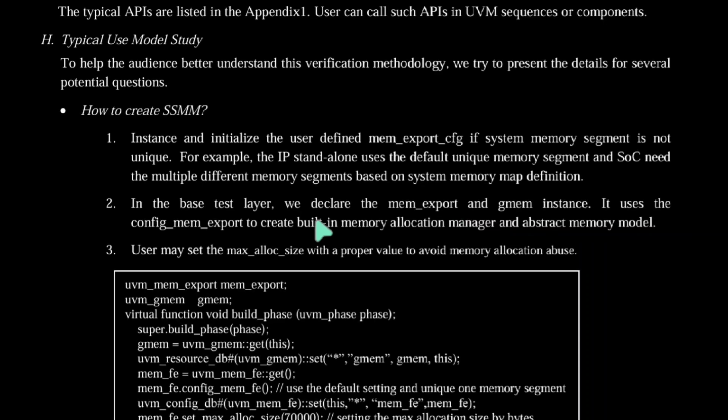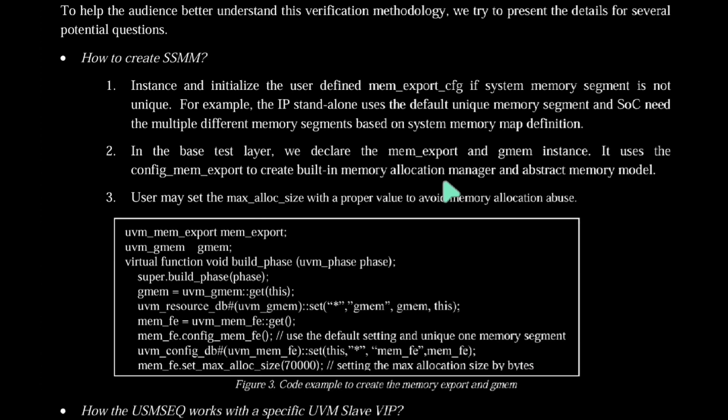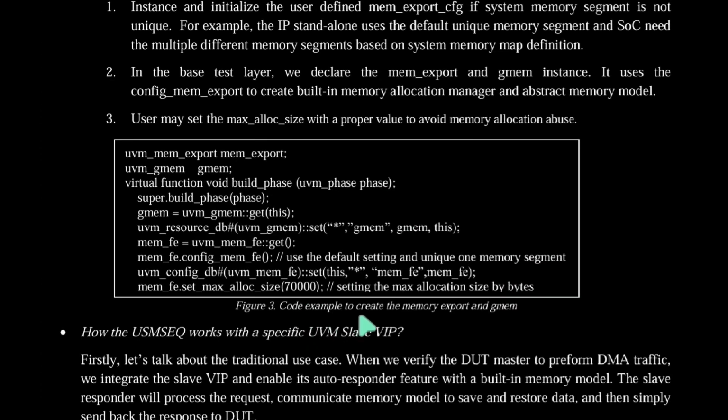It uses the config_mem_export2 to create a built-in memory allocation manager and a thread memory model. The user may set the max_allocate_size with proper values to avoid memory allocation abuse. Figure 3 is a code example to create a memory export and GMEM.